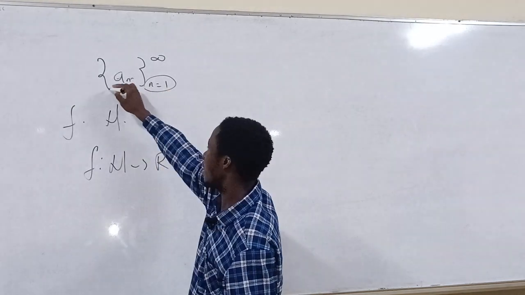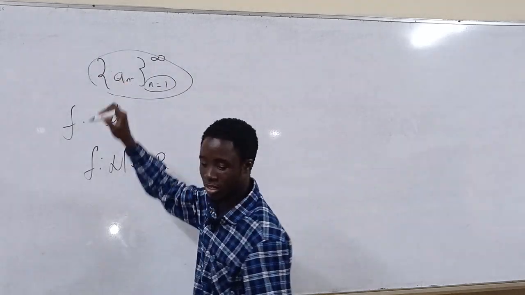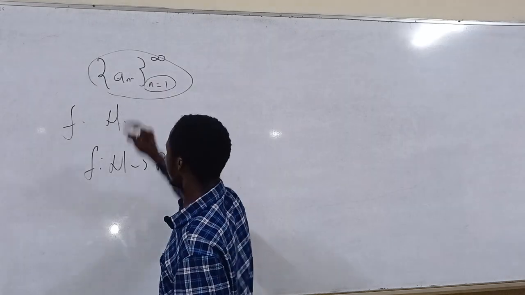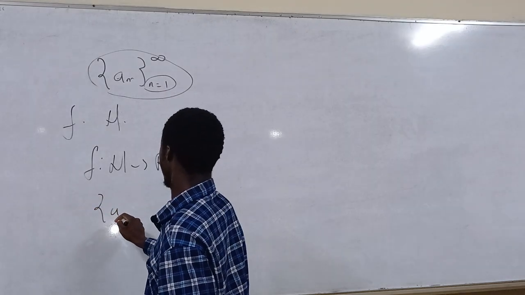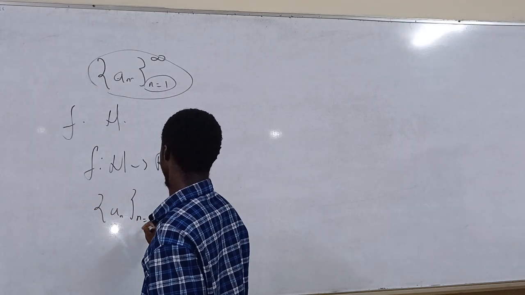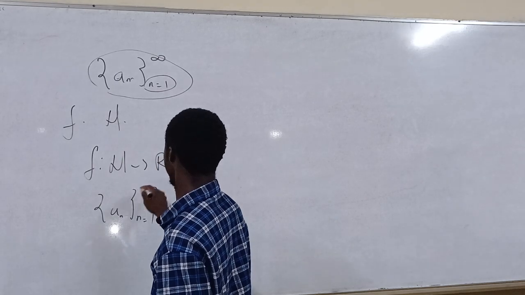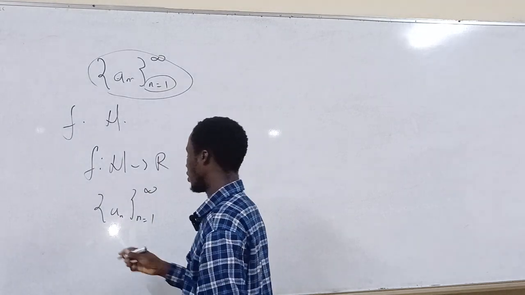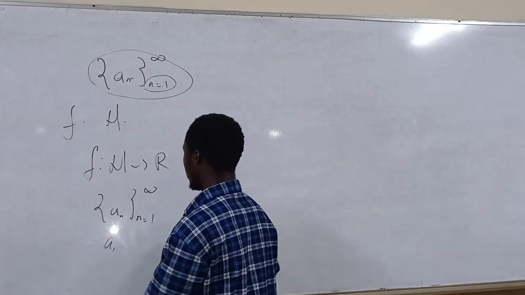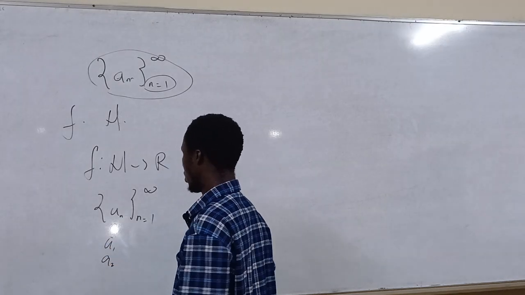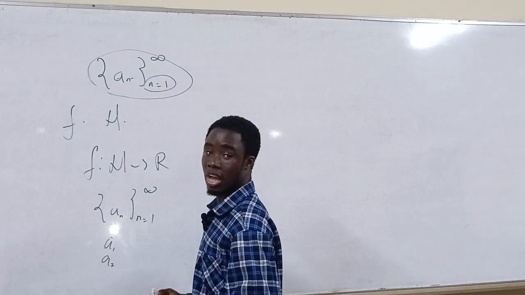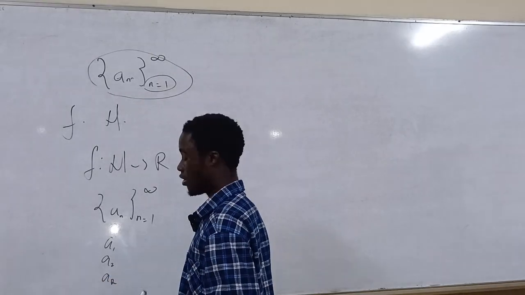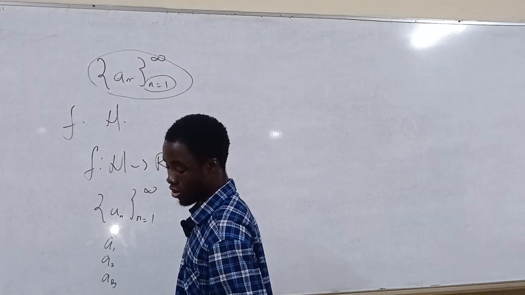So generally, this is how we write a sequence. From this definition, a_n ranging from 1 to infinity means that when I pick n to be 1, I have a1. When I pick n to be 2, I have a2. When I pick n to be 3, I have a3. So in that order.